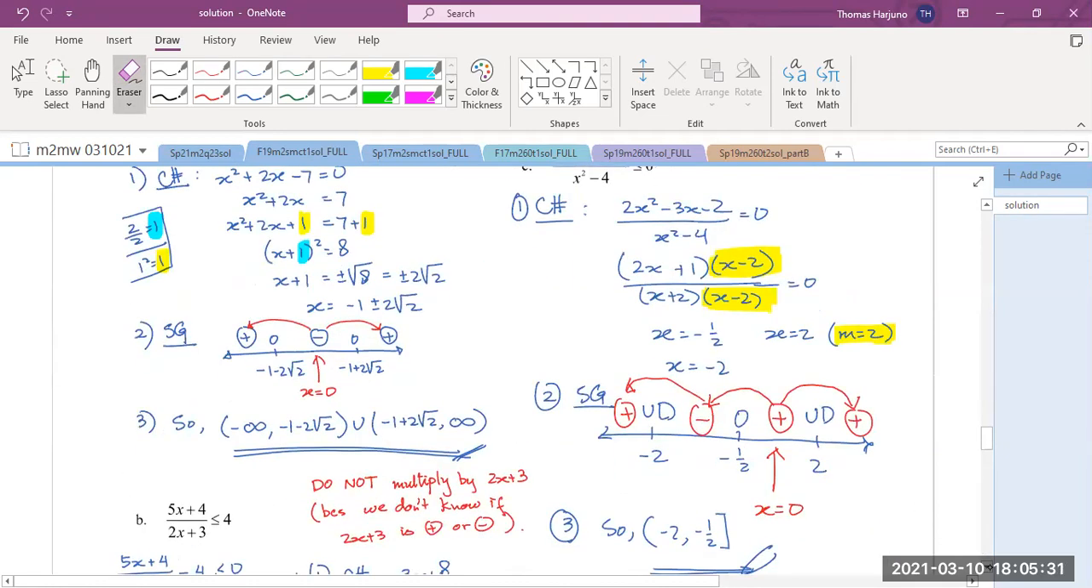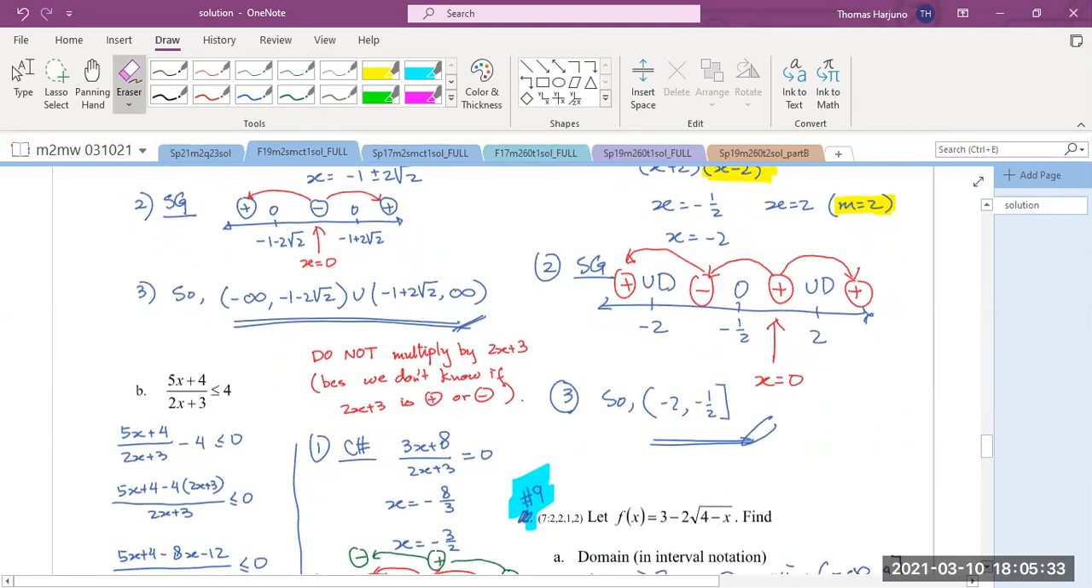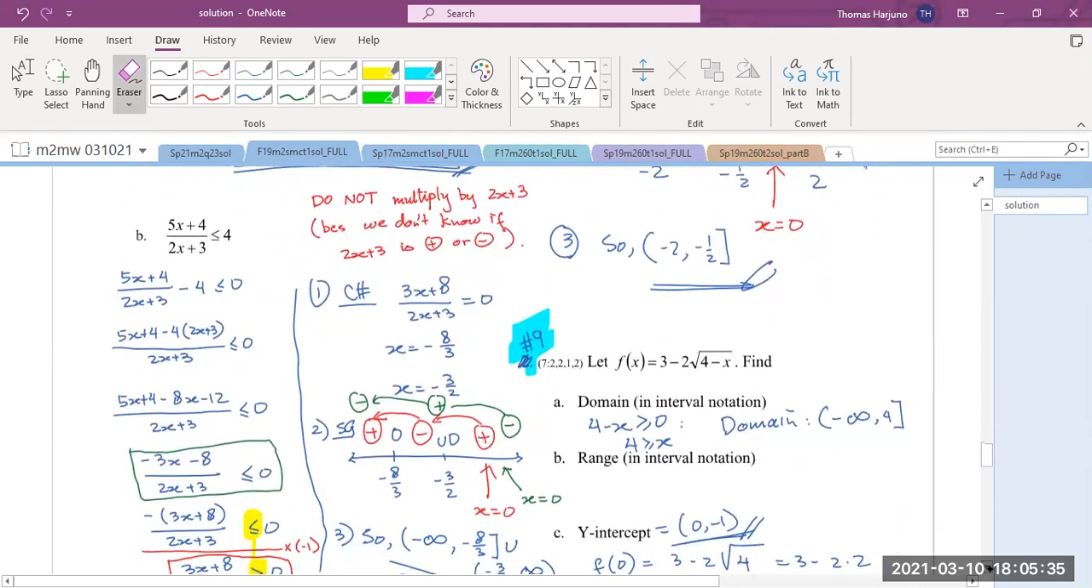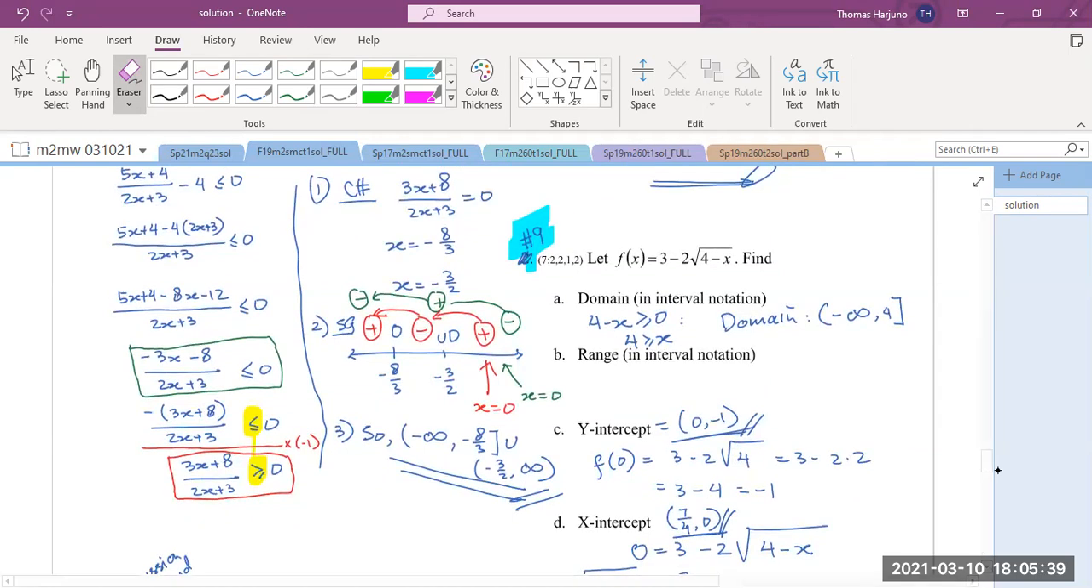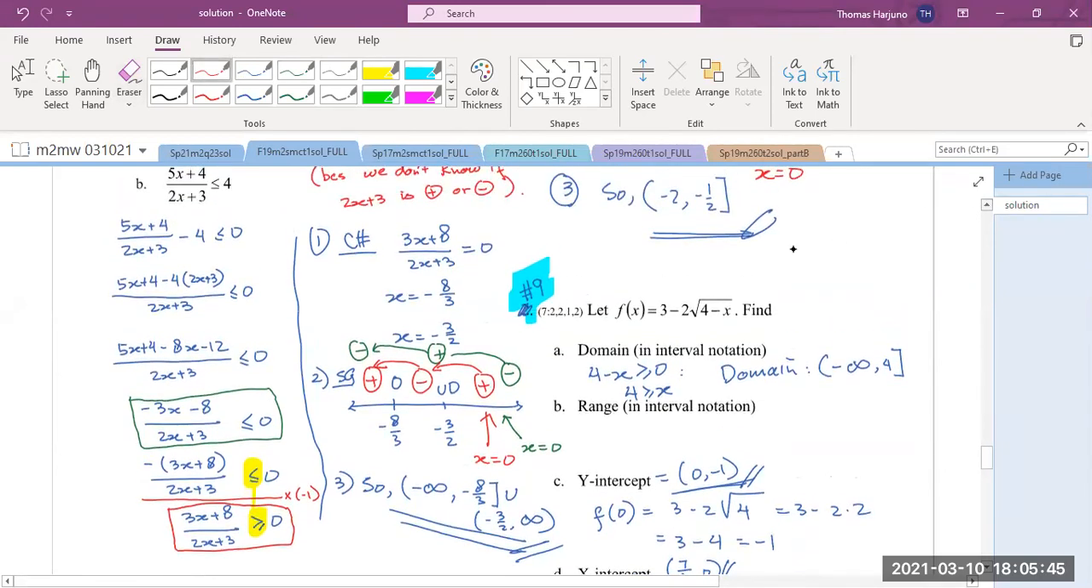Let's see if there's anything else we have not done. Oh, this one here, number 9, part B. How about the range? Then we need to imagine how the graph actually moves. The original function is square root of x, right? Now I change x to x plus 4, which means I've moved 4 units to the left.